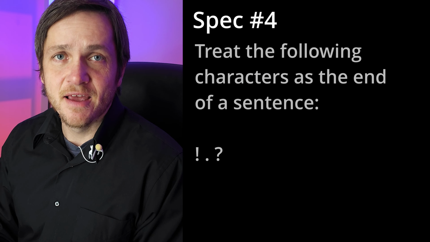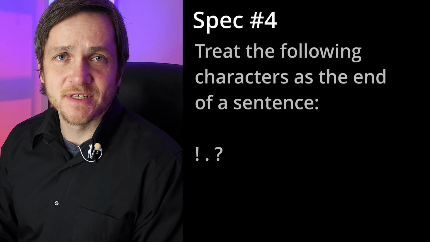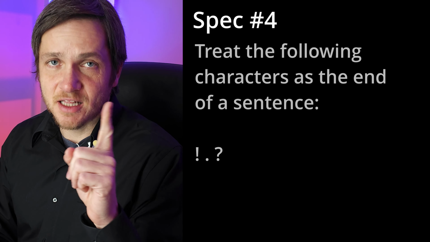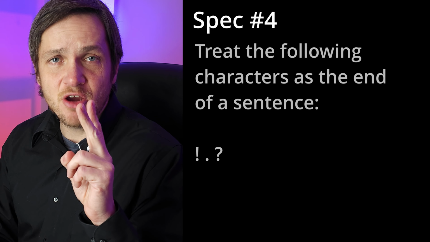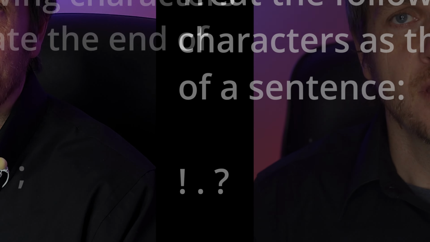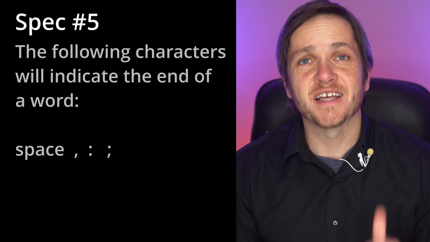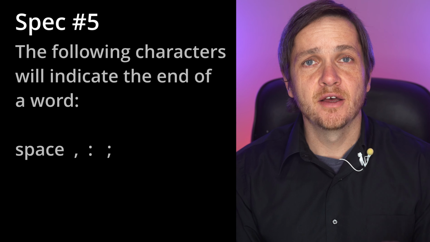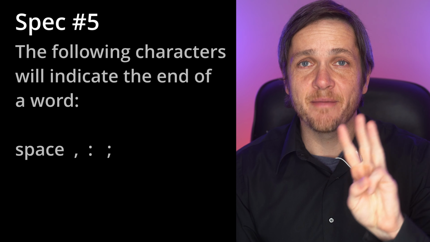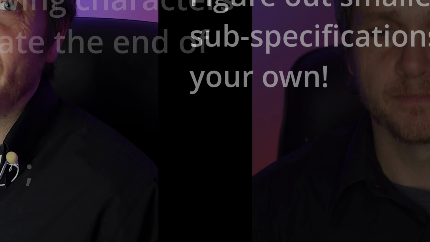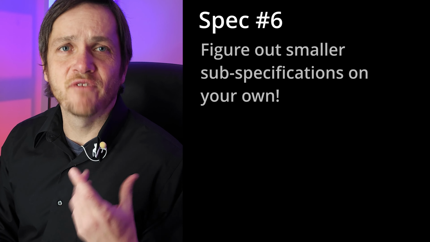To make things easy, you can treat the following characters as the end of a sentence: the exclamation point, a period, or a question mark. You can consider the following characters the end of a word: a space, a comma, a colon, or a semicolon. That's 4 things. If there's anything else you can think of, I want you to figure it out on your own.